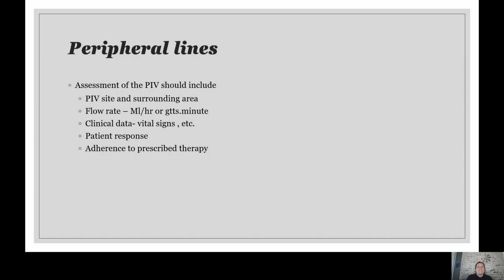But anyway, assessment of these lines. So right now, we're mainly talking about peripheral IVs. But everything that applies to a peripheral IV is going to apply to a central line as well. And then a central line will just have some additional care guidelines.